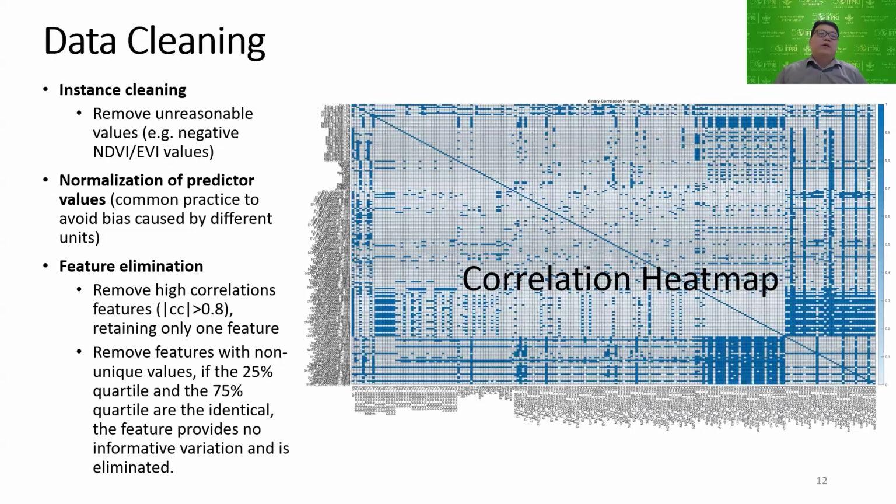So as a first step, we clean the data as everybody does. One thing is to remove the unreasonable values, and we also normalize the data so the unit doesn't affect the prediction. We also remove the highly correlated variables, and also the repeating values if the 25th percentile and 75th percentile of the data have similar or the same values. We remove these correlated variables and only keep one for the model prediction.